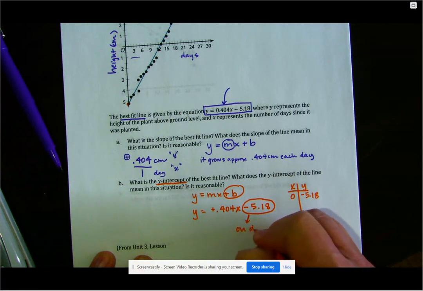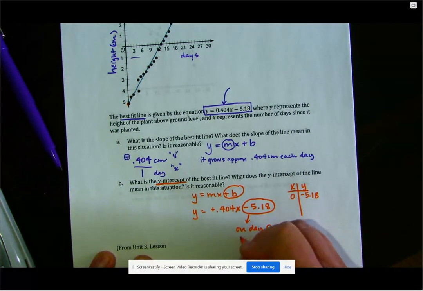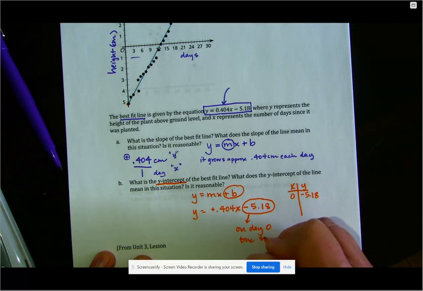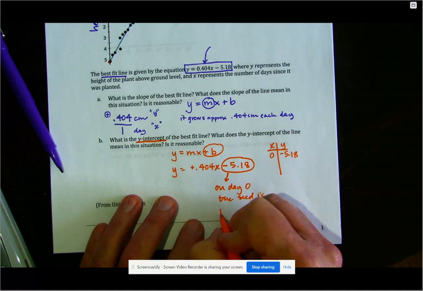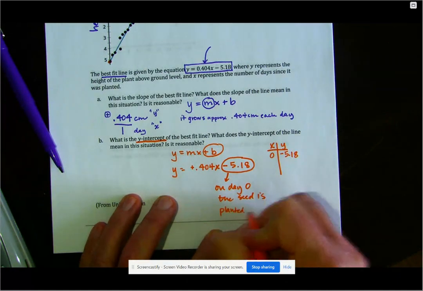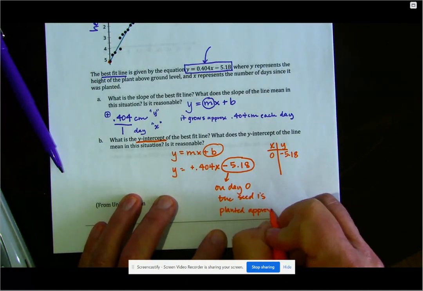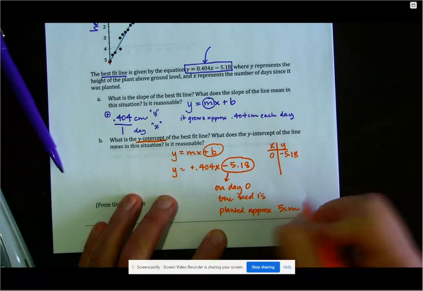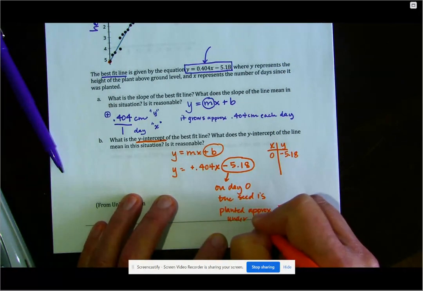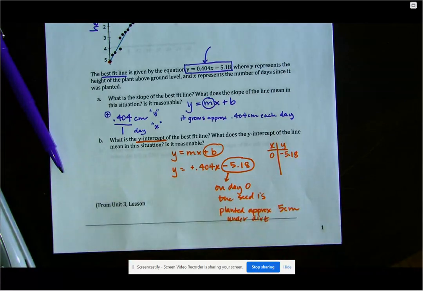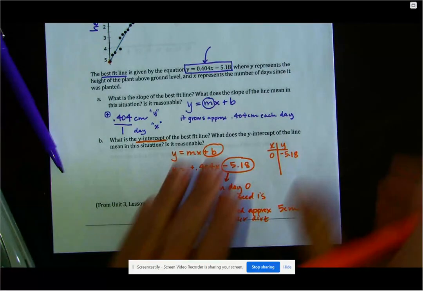On day 0, the seed is planted approximately 5 centimeters under the dirt or whatever. All right, and that does make sense. All right, let's keep going.